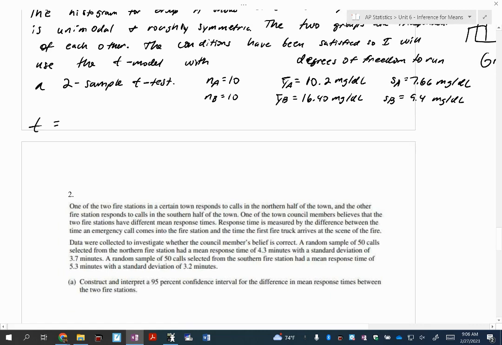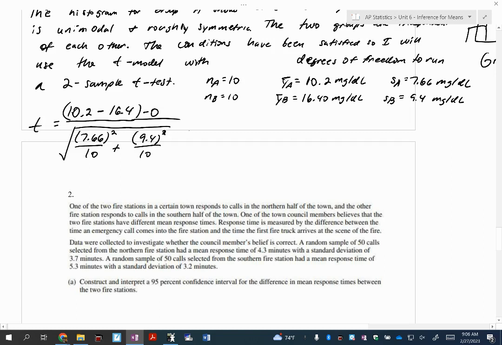I don't know the degrees of freedom. I'm going to subtract 10.2 minus 16.4. Remember, if you did the other order, that's fine. Just make sure that when you do this, you'd have to do a one-tail test to the right, so your symbol will be different. You'd have greater than, right? So it's that minus 0 over, and our standard error is going to be the standard deviation for the first one squared over the sample size plus standard deviation of the second one squared over the sample size.